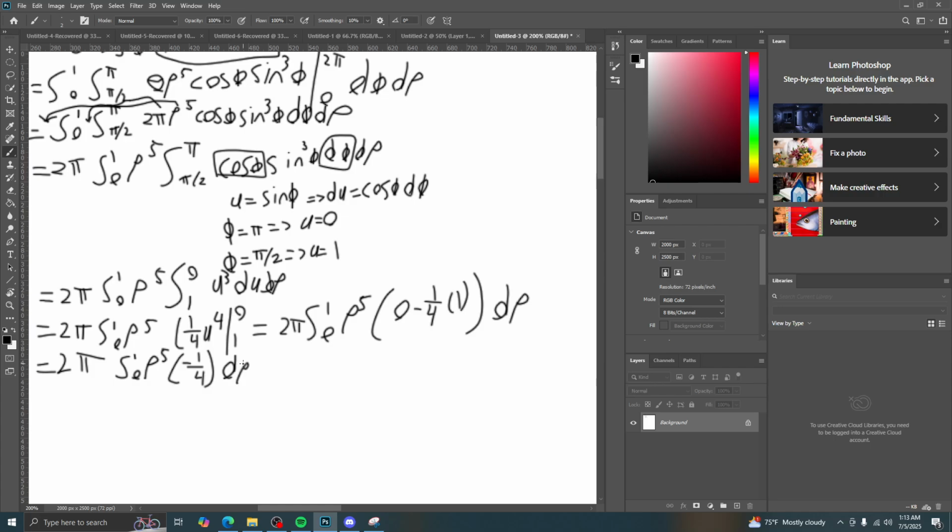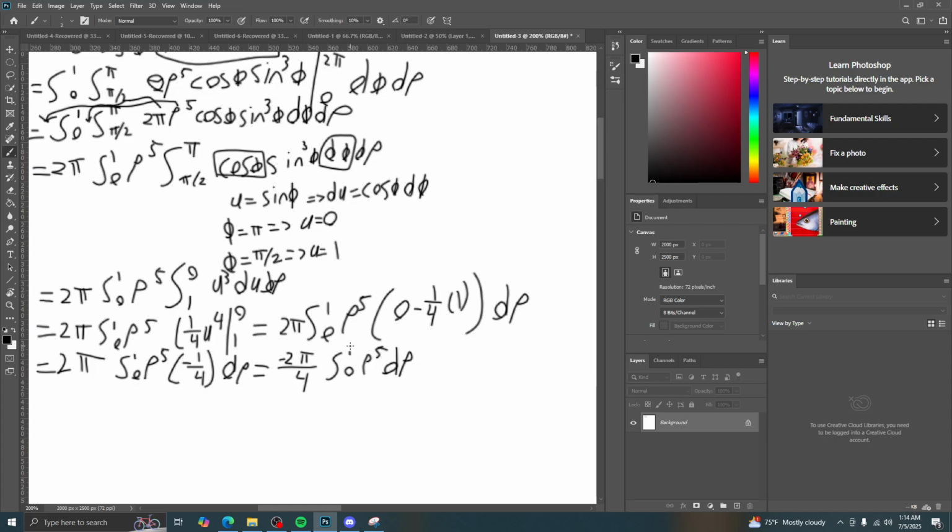d rho. Now I'm gonna move this negative 1/4 on the outside because it's just a constant number, and that way we're just left with rho to the 5th in the inside of the rho integral. So we have 2 pi. We have negative 2 pi over 4, which is just gonna be negative pi over 2, which I'll simplify in the next step. Rho to the 5th power d rho.